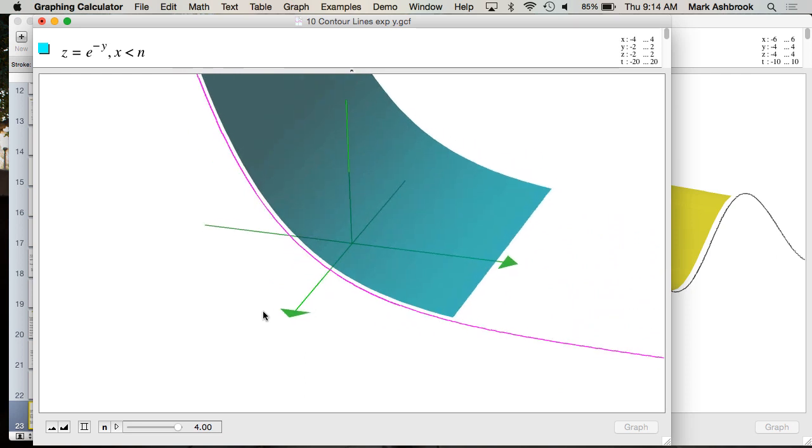So why don't you, for your blue sheet, sketch the cylinder y equals x squared. That's the first example I gave you. This is question number 2 on your sheet. Sketch y equals x squared as a cylinder.